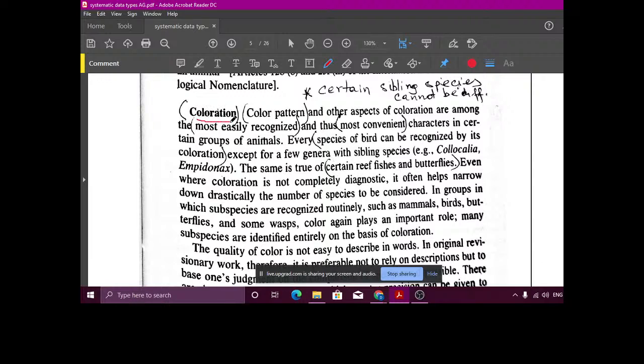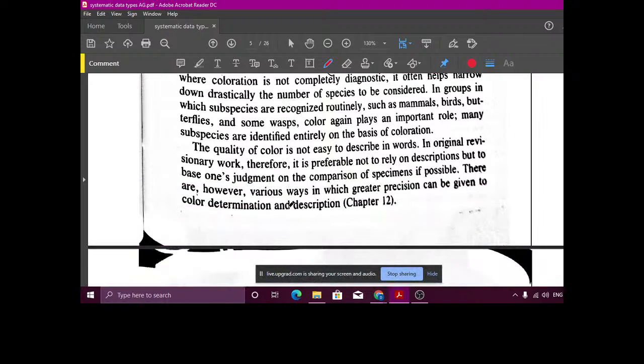Next is coloration. Color pattern is the most recognized and the most convenient character. Every species of birds, as I mentioned, can be recognized by its color. The same goes for reef fishes and for butterflies, by their color.